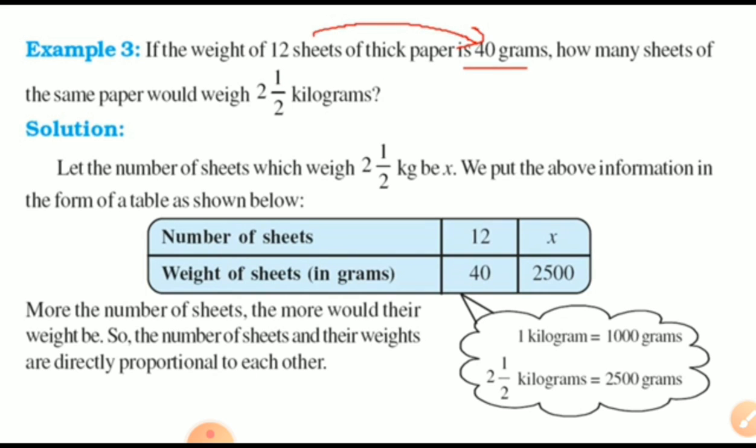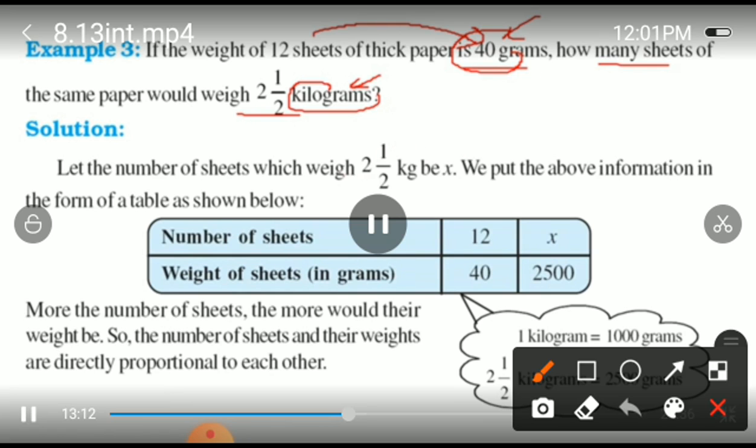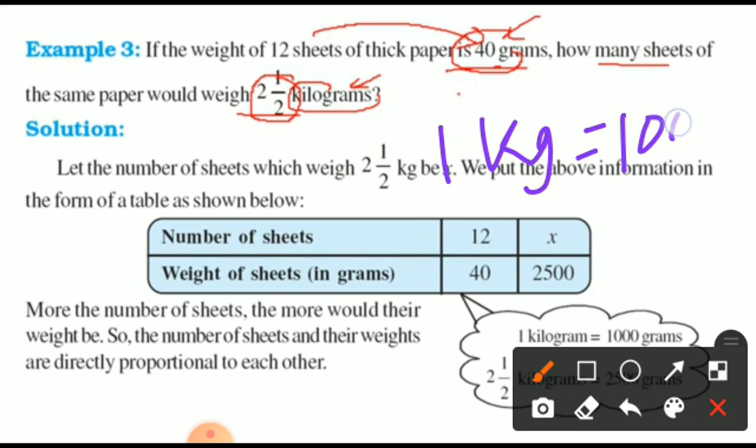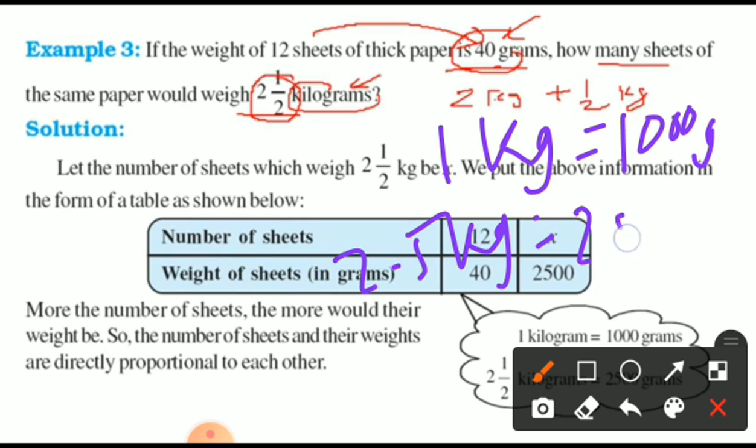If the weight of 12 sheets of thick paper is 40 grams, how many sheets of the same paper would weigh 2 kilogram and half kilograms? Yes my dear students, same question of here. 12 pages होते हैं तो 40 grams होते हैं और x होगा, we don't know how many are there sheets. That time it's 2500 grams. Why 2500 grams, students? Because we are knowing 1 kg is equal to 1000 gram. Is it better? So 2.5 kg is equal to 2500 grams. Is it? Okay, very good students.